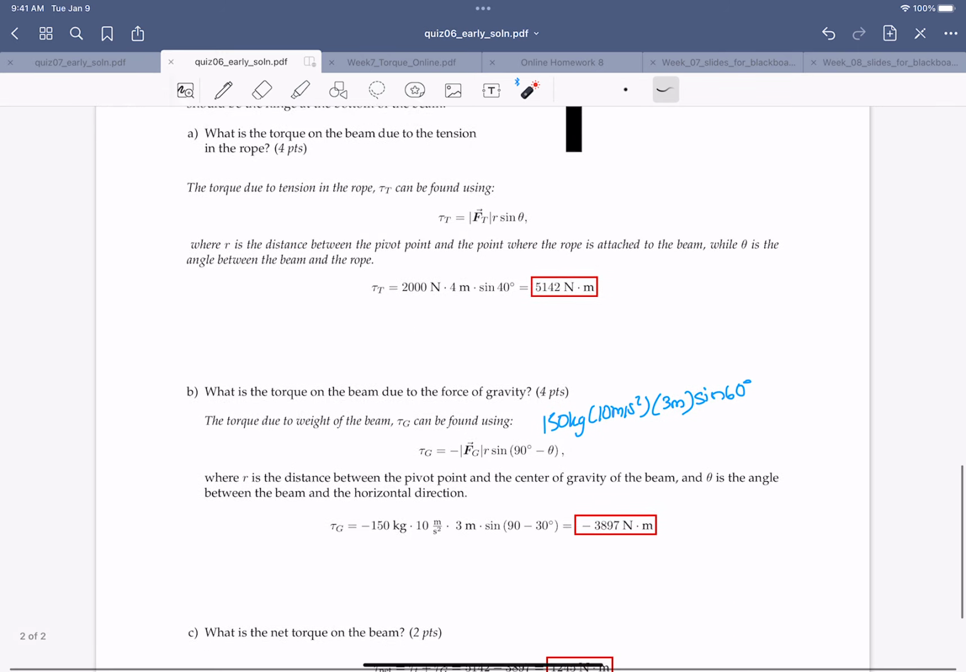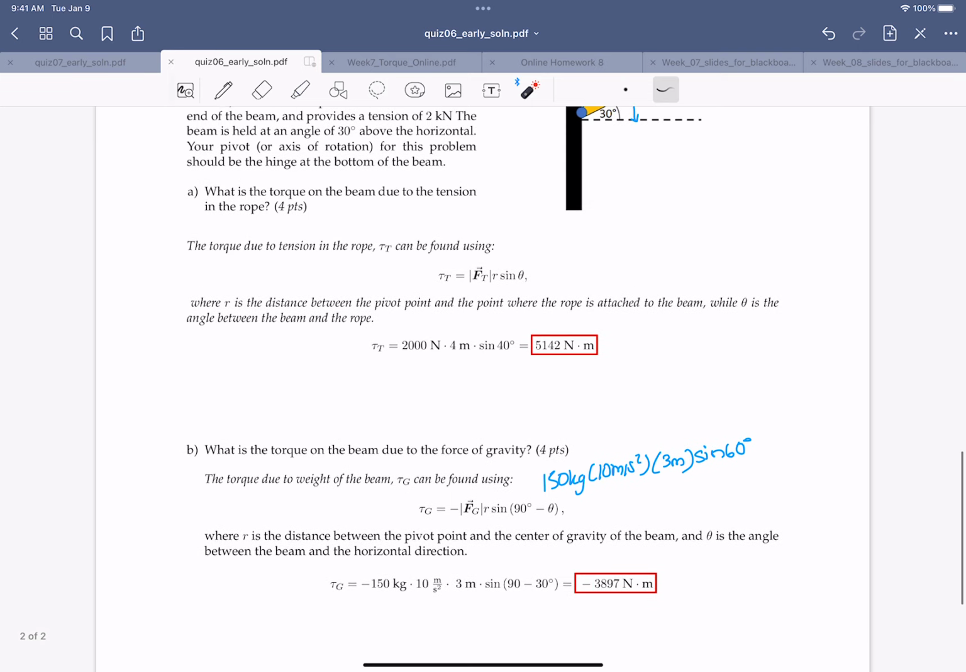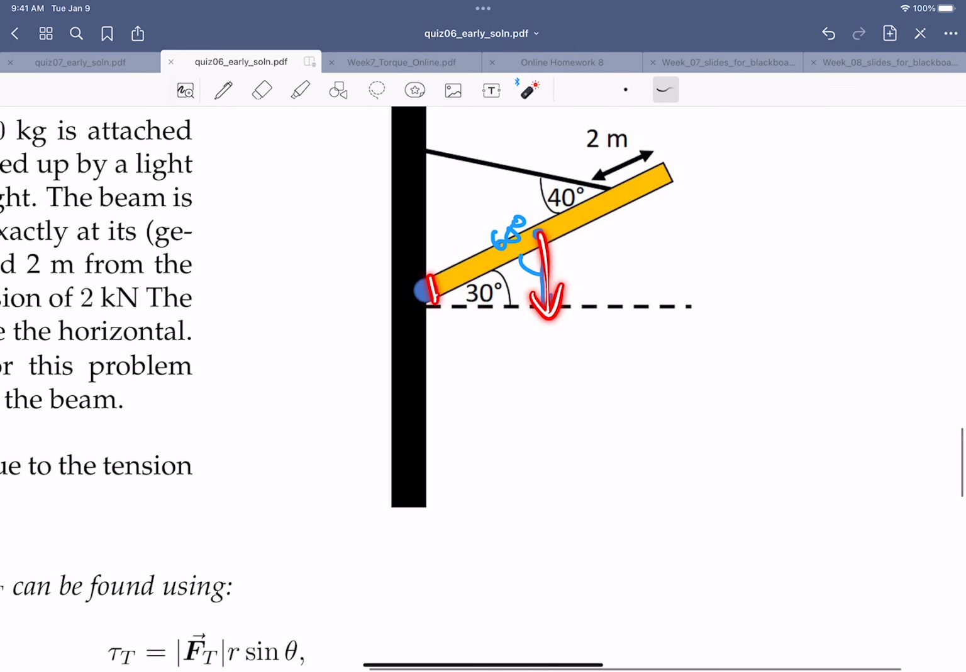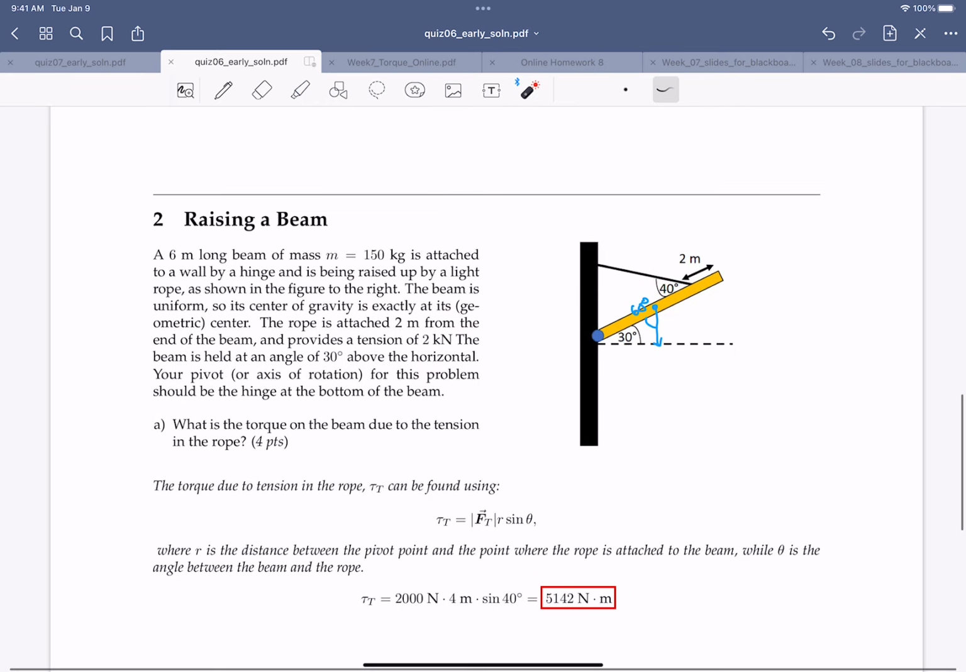Now, why is it negative? Why is it negative 3,897 Newton meters? It moves clockwise, right? So it pulls it down clockwise. So this is like our minute hand on the clock. If I pull it down, it's going to go this way. Fast forward in time, clockwise, right?